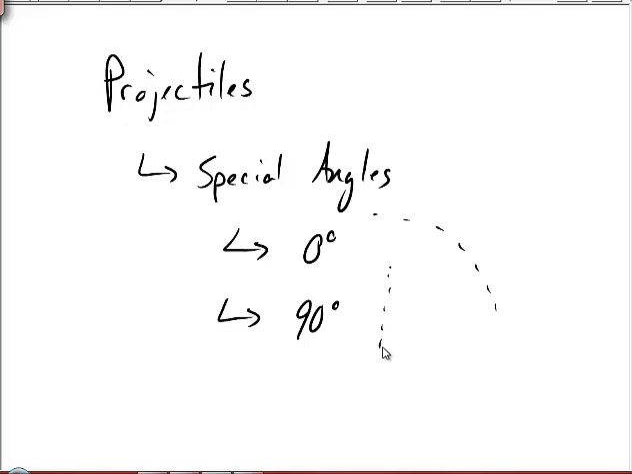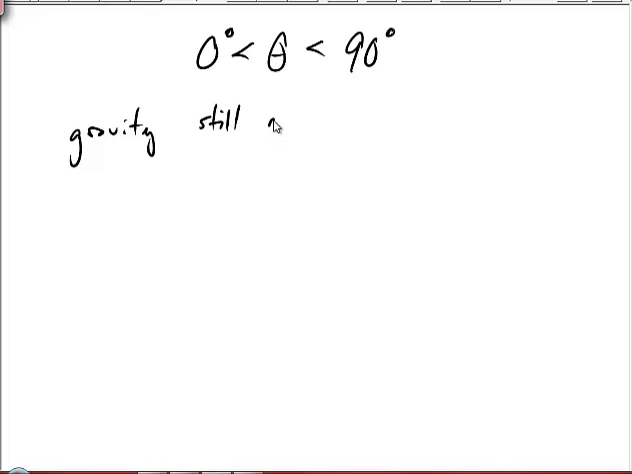Today we're going to talk about everything in between. So we're going to talk about launch angles that are less than 90 but greater than 0. So what do we know about projectiles, Mr. Johnson? Well, when they go up, they got to come down. So gravity still works. Gravity still works even on projectiles, okay?